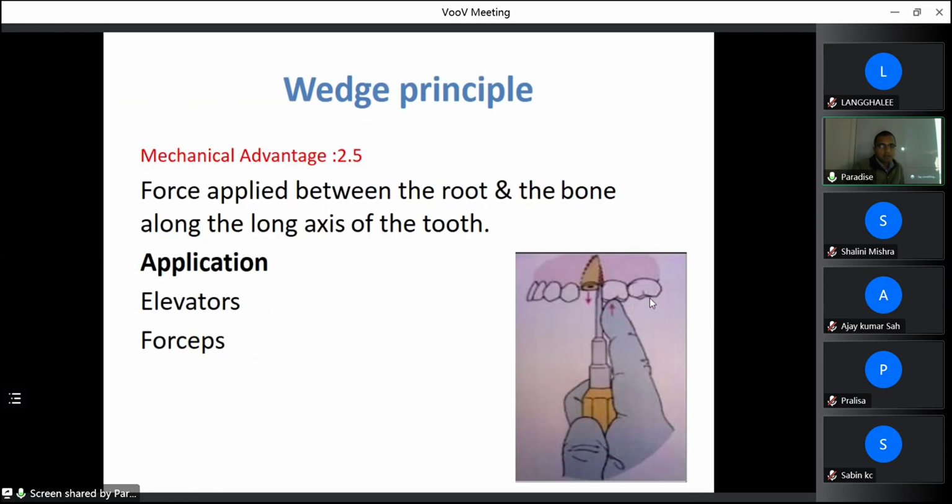And while using a straight elevator, never use it blindly, okay? Especially in case of the maxillary palatal root. If you use your straight elevator blindly to remove the palatal root, it will enter into the maxillary sinus. Be careful: you have to insert your elevator between the root and the bone, not directly apply pressure over the root. If you apply your elevator blindly, you will put pressure over the palatal root and it will enter into the maxillary sinus.